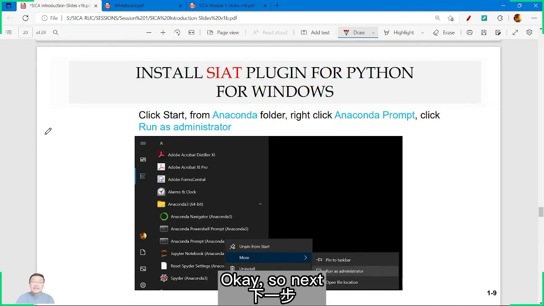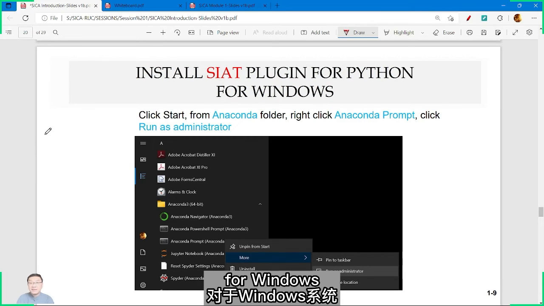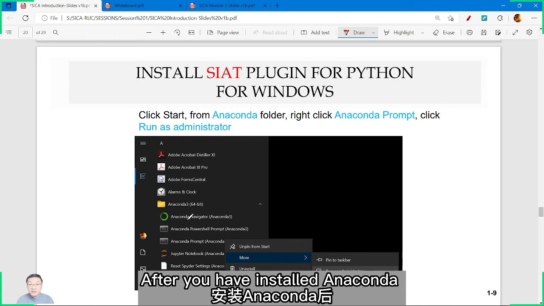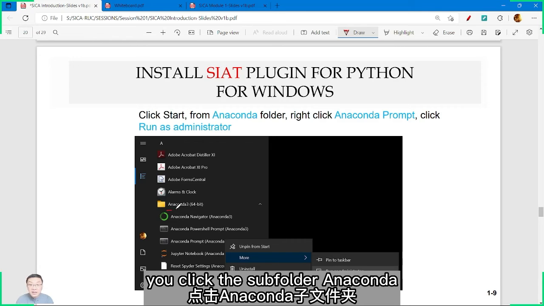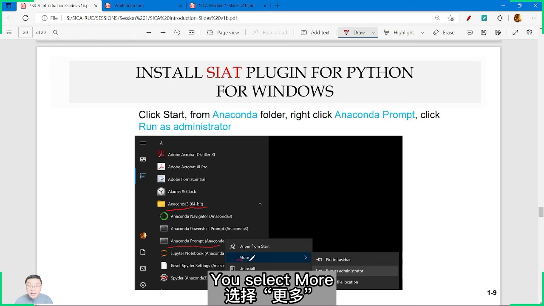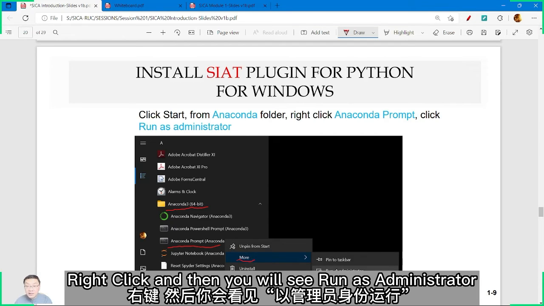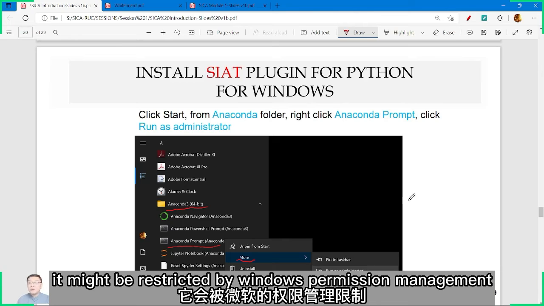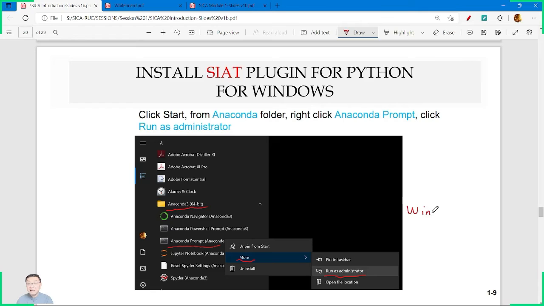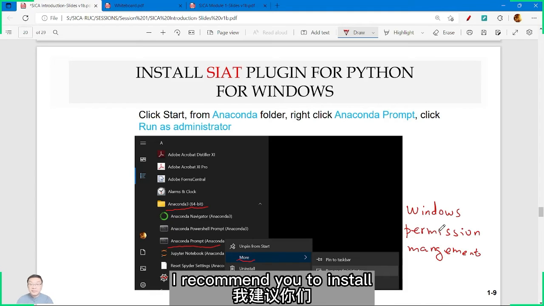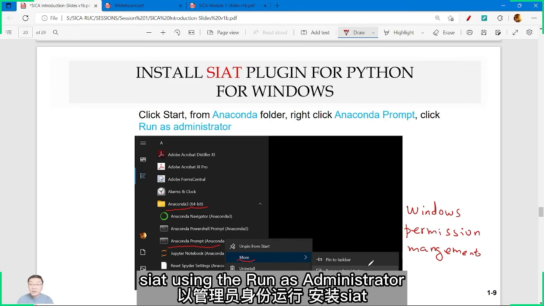Okay, so next, I'll demonstrate how to install the SIAD plugin for Python on Windows. After you click the Start button in Windows, it will display like this. And after you have installed Anaconda, you click the subfolder Anaconda, and then you find the Anaconda Prompt. You select More, right-click, and then you will see Run as Administrator. If you do so, it probably works well, but sometimes it might be restricted by Windows Permission Management. So in order to avoid such restrictions, at the beginning I recommend you install it using Run as Administrator.